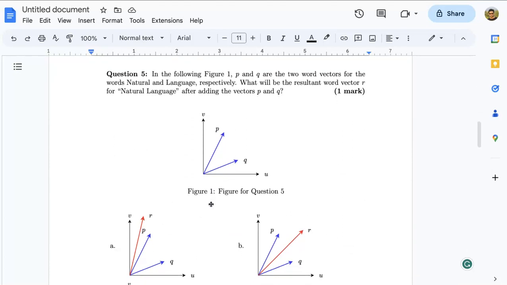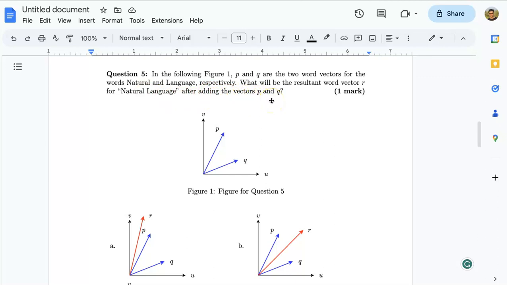Okay, so the next question is: in the following figure 1, P and Q are the two word vectors for the words natural and language respectively. P is the vector for the word natural, and Q is the vector for language. They are asking what will be the resultant vector R for natural language, the resultant word vector after adding the vectors P and Q.